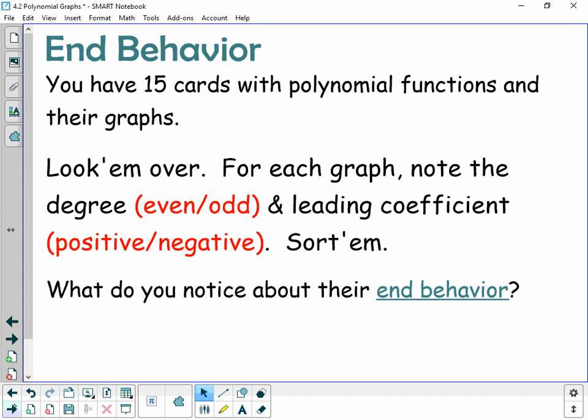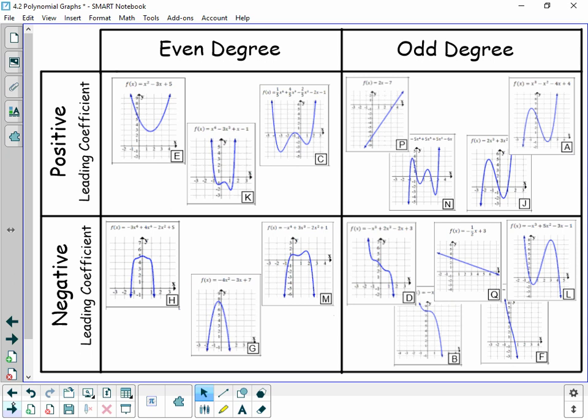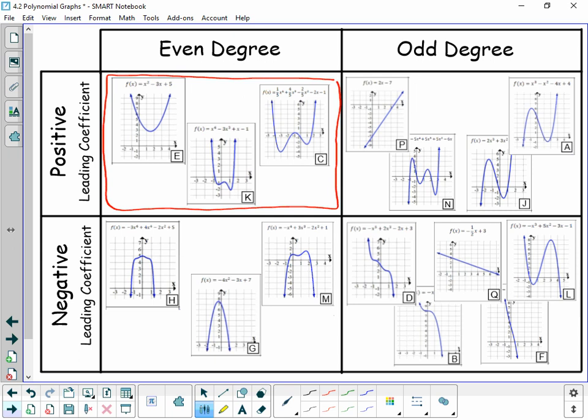In class we did a little sorting activity and looked at some different polynomials, and we categorized the polynomials based on whether they had an even or an odd degree, and whether they had a positive or a negative leading coefficient. As we sorted all of our polynomials, this was what we came up with. And we looked at each of the different categories. For the first category, an even degree and a positive leading coefficient, we noticed that both ends are going in the positive infinity direction, both ends up, so to speak. That was true of every polynomial that had an even degree and a positive leading coefficient.